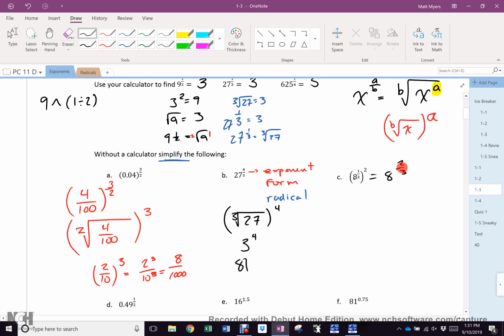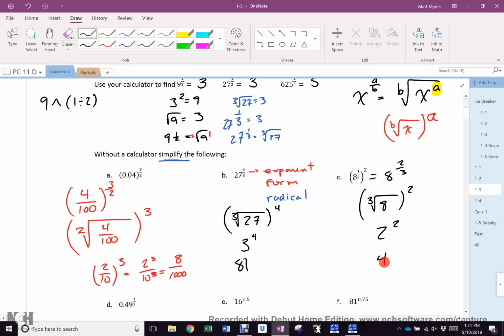Where does the 3 go? Where does the 8 go? Radicand. Where does the 2 go? The power. We know in our head what the cube root of 8 is. What is it? 2. We know what 2 squared is. What is it? 4.